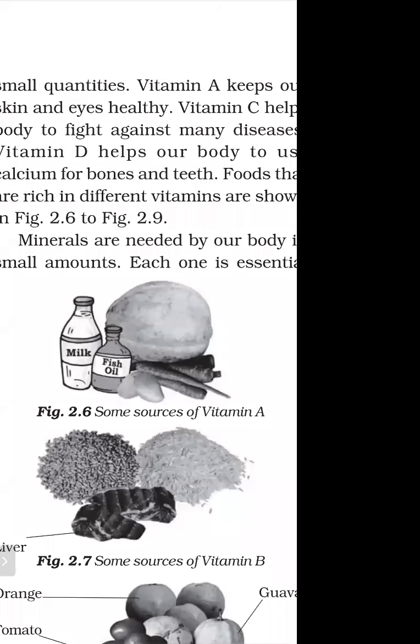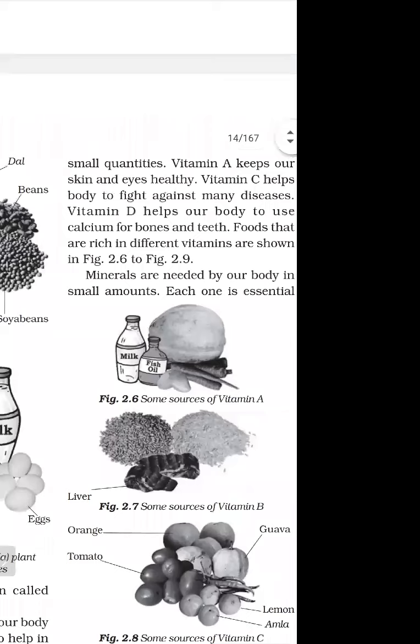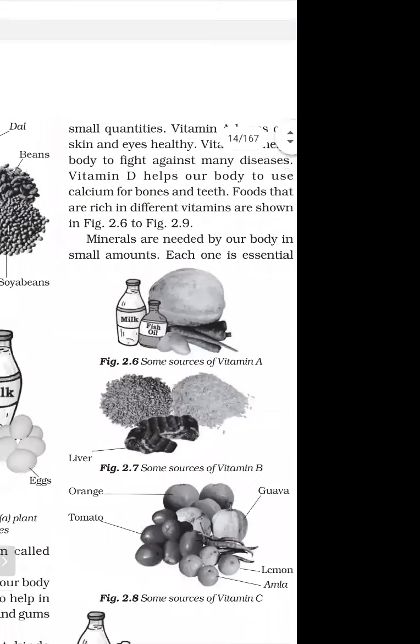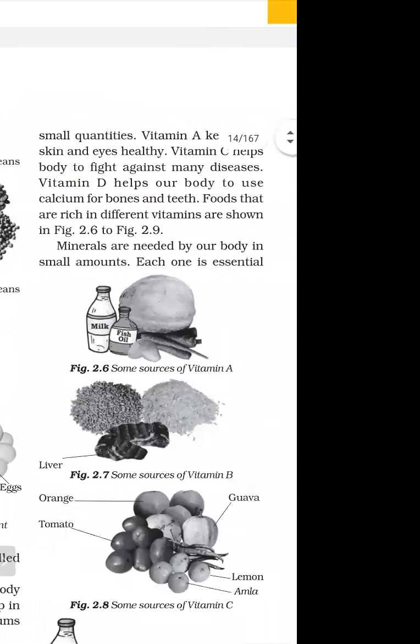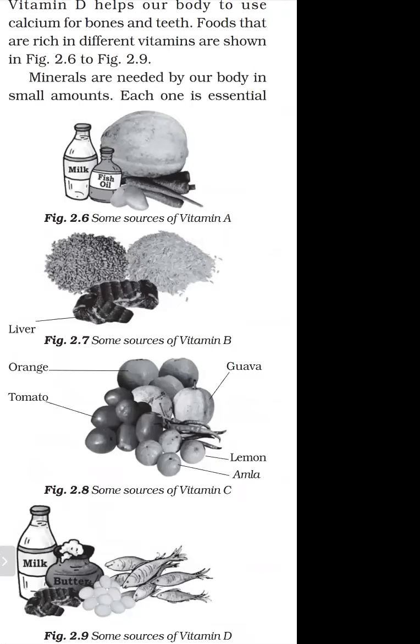Next, what is the function of vitamin C? And how can we obtain vitamin C? We can obtain vitamin C from citrus fruits, just like orange, lemon, and amla, as shown in figure 2.8.